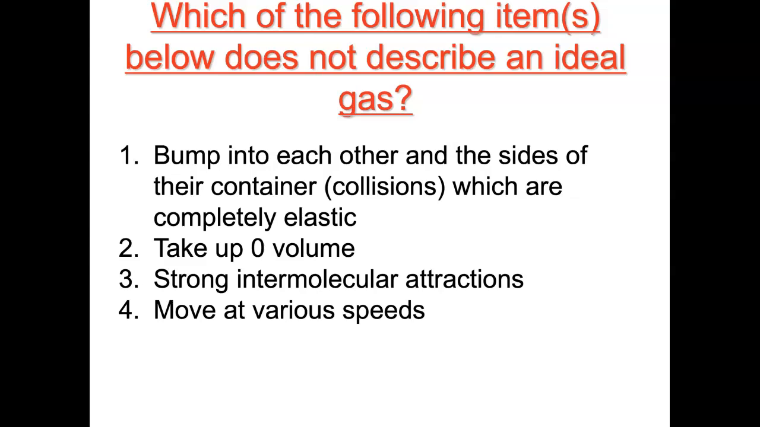So now that you know a little bit about ideal gases, which one of these does not describe an ideal gas? Hopefully you said number 3, those strong intermolecular attractions. The gas particles are going to bump into each other and the insides of their container. That's what creates pressure. The ideal gas would take up zero volume, and while we can talk about the average speed of those particles and get the temperature, the individual particles would be moving at different speeds.